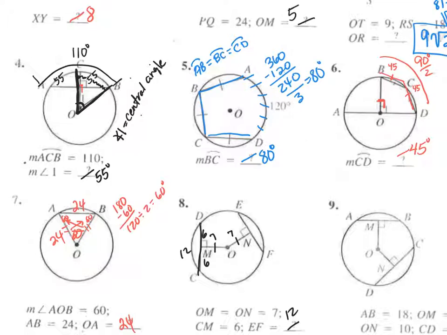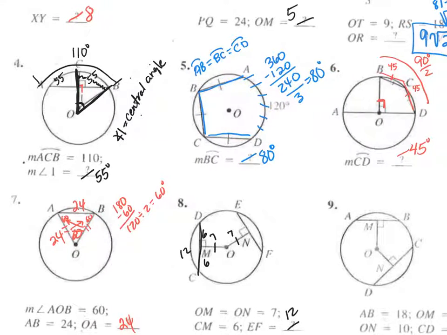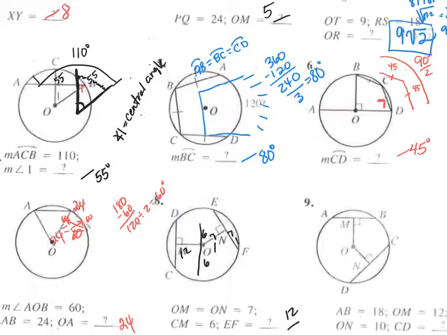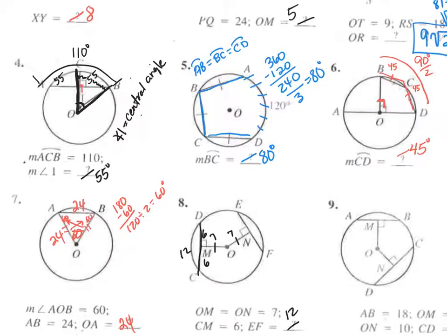Okay, let me move this over just a bit and see what I'm looking at here. Okay. So we've got AB is 18. OM is 12. ON is 10. We have to find CD. Okay. What I think we probably need to realize, first of all, is that AB and DC are not congruent because they're not the same distance from the center of the circle. One's 12 units and one's 10 units.